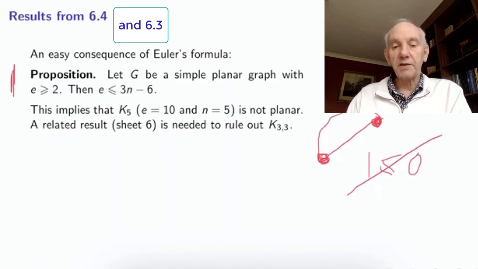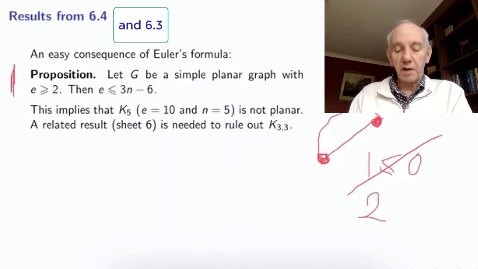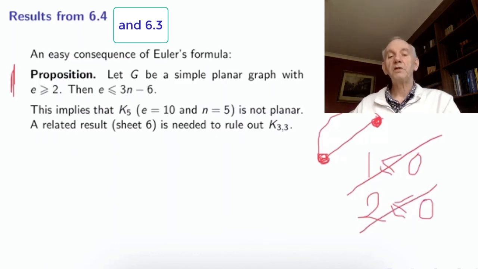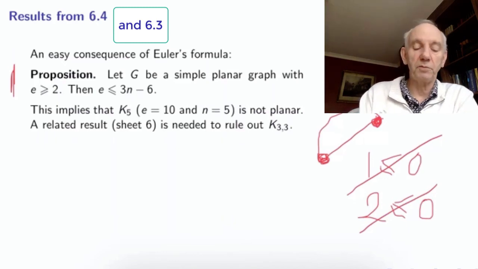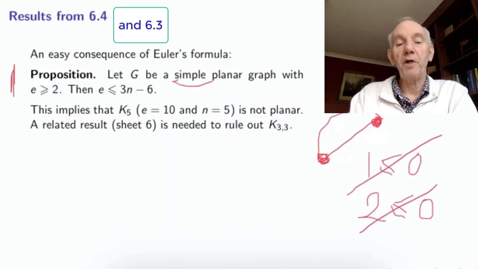And in that case, let's see what happens. We would have 2 regions, but the number of edges is equal to 2. And that's even worse. We'd have 2 edges less than or equal to 3 times the number, well, again, less than or equal to 0, which again is false. So we have to rule out those possibilities, but if you do rule out those possibilities and assume the graph is simple, you get this formula.